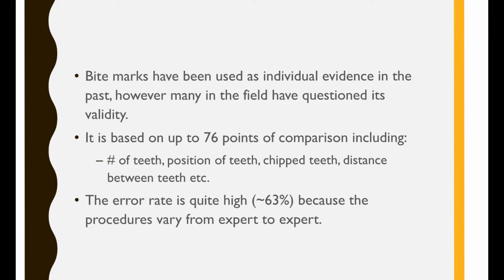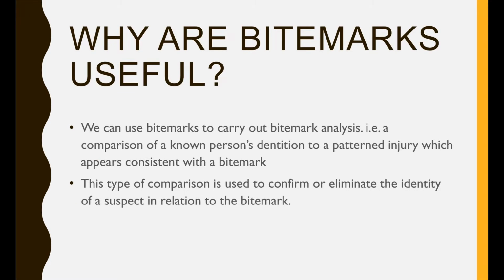So there are about 76 different points of comparison that are utilized when running bite mark analysis, and they can include all kinds of things, but the most common ones are a comparison of the number of teeth in that person's mouth as compared to those left behind in the mark, and the position of the teeth. If teeth are turned out or turned in or just slightly crooked, that would leave behind a very specific type of pattern. We can look at chipped teeth. Chipped teeth would also leave behind a specific kind of pattern. We could look for missing teeth or the distance between each individual tooth. We can look at the size of the person's mouth.